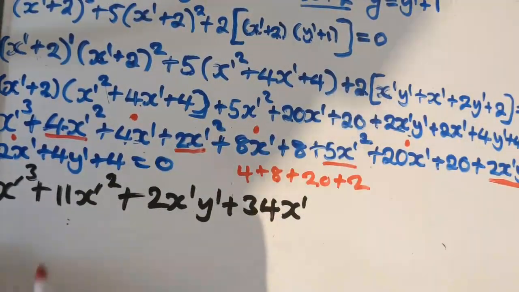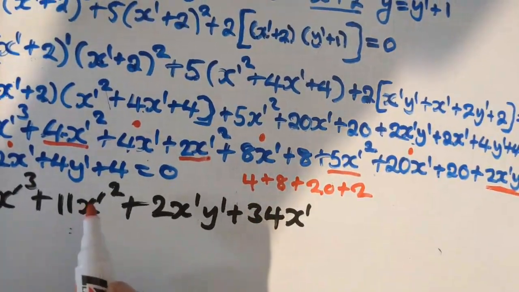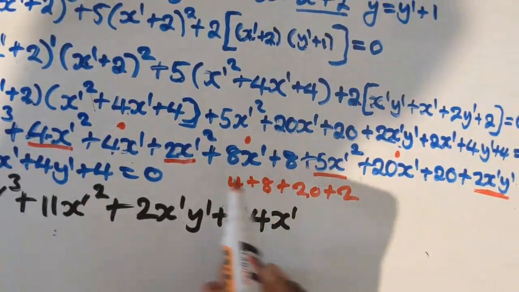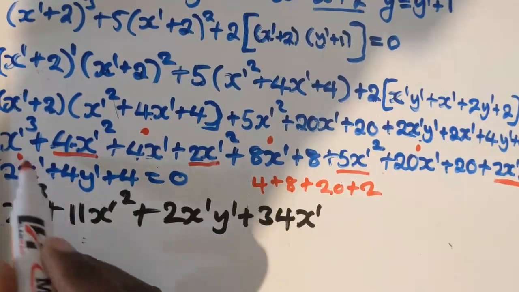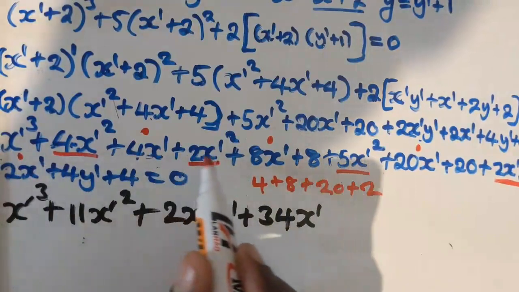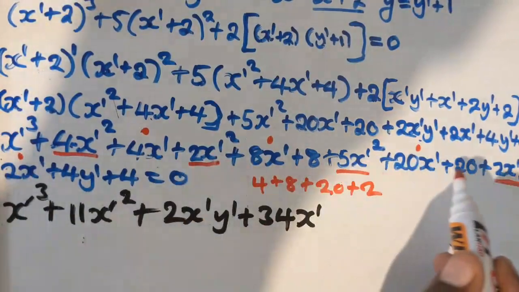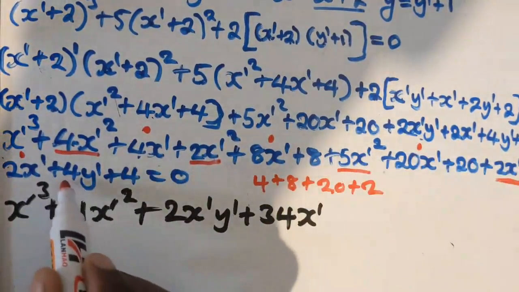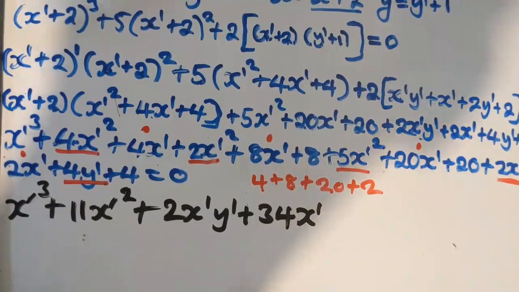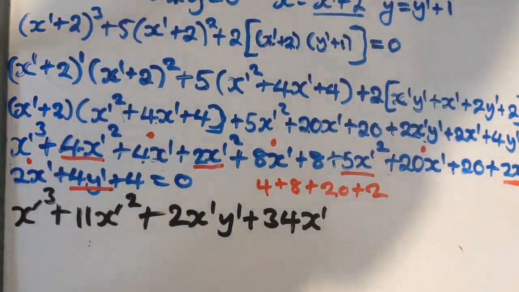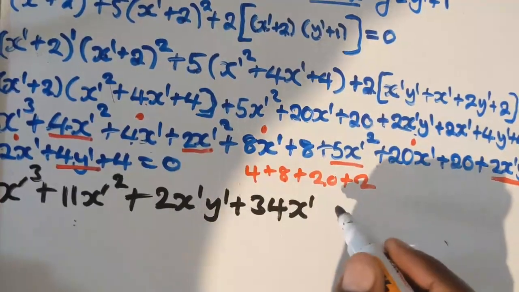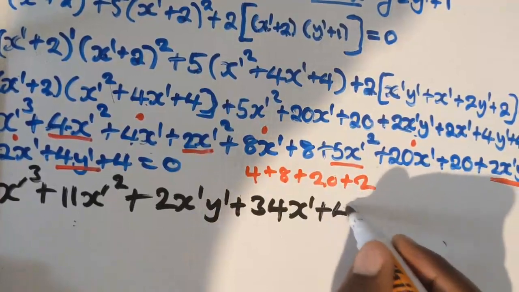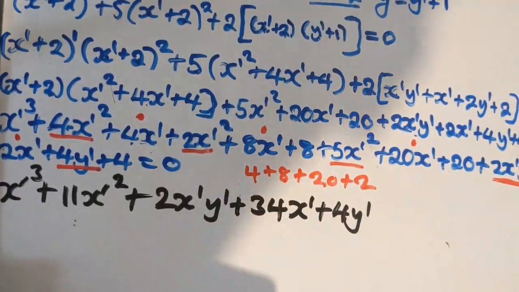Okay, so now what do we have now? What has left here? So here, you know that there is that one which has letter y. So let's see the one that has letter y in here. So we only have this. Okay, we only have 4y prime. So just write the 4y prime like that. So it is positive 4y prime.